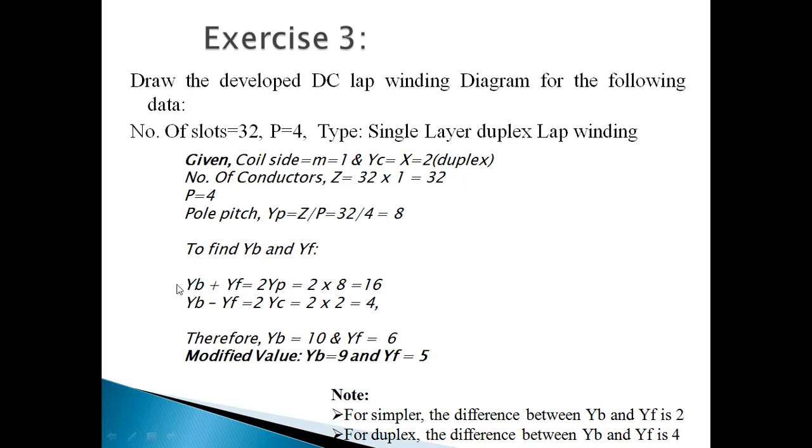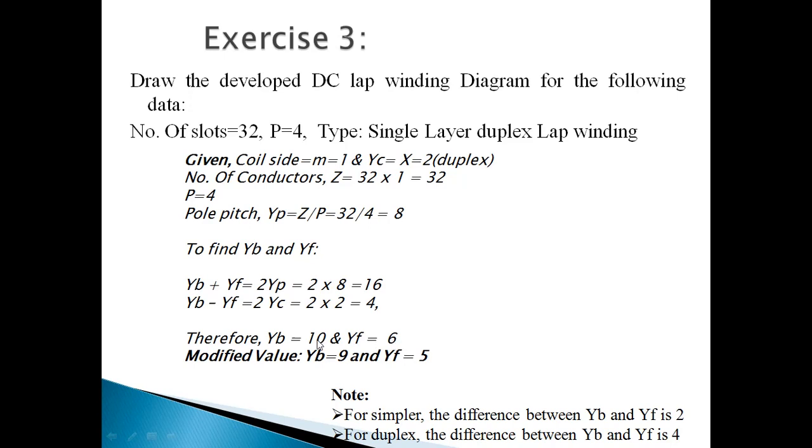So we know two equations: YB plus YF equals 2YP, and YB minus YF equals 2YC. YP is 8 and YC is equal to 2. If you solve these two expressions, you are going to get the back pitch equal to 10 and the front pitch equal to 6.